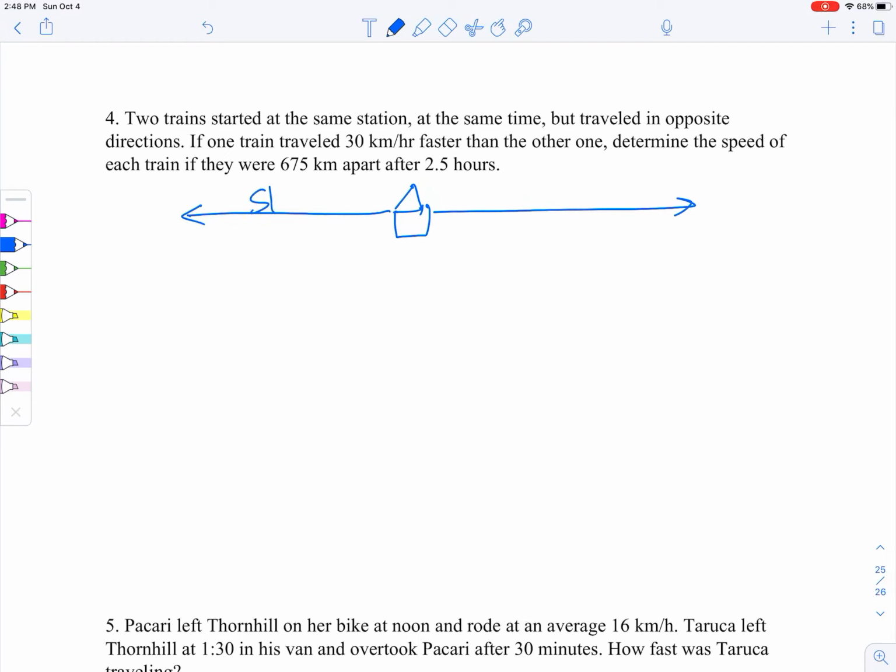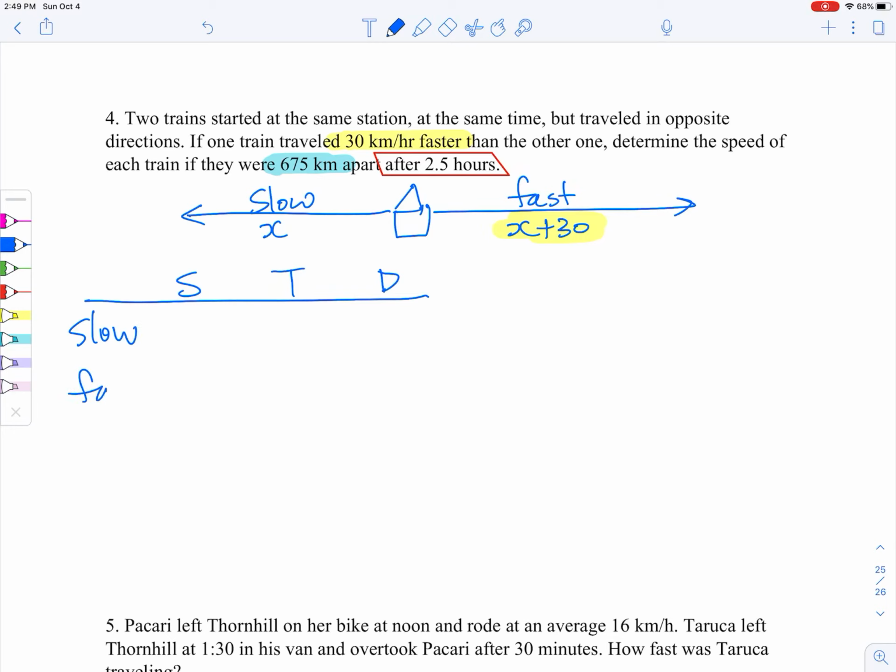So one is going to be slow. We don't know how fast his speed is, so we're going to call it x. And then we got the fast one. We know he's faster because it said he was 30 kilometers an hour faster. So it's going to be the slow speed plus 30. And then they're telling us how long. They're giving us the time. They're telling us that it's 2.5 hours. And they're telling us what the total distance apart is going to be. So we're going to use all this. Speed, time, distance for the slow and the fast.